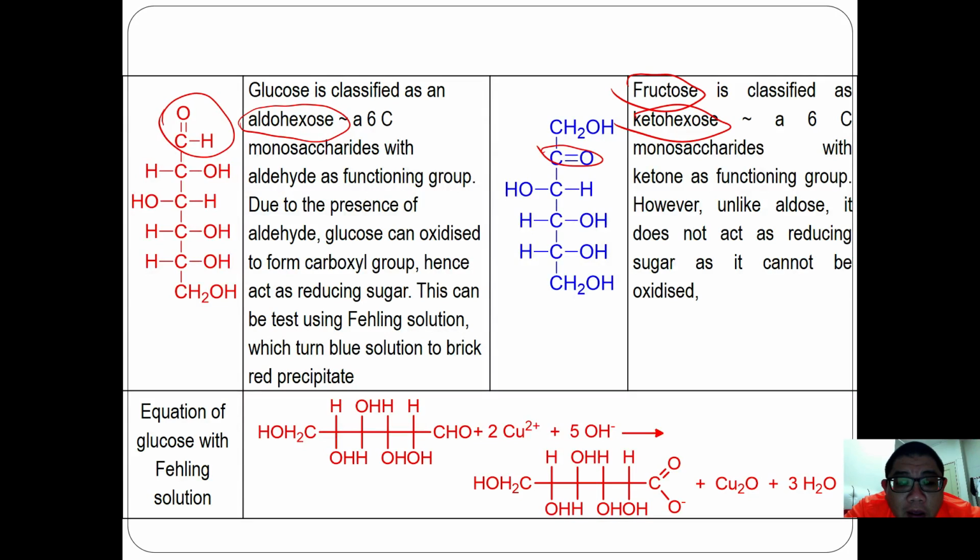Due to the presence of the aldehyde, glucose can be oxidized to form a carboxyl group, and therefore can act as a reducing sugar. This is the equation when you react with Fehling solution, where this aldehyde is eventually oxidized to become this carboxyl compound, carboxylate ions. Similarly, you see a Brady precipitate for glucose.